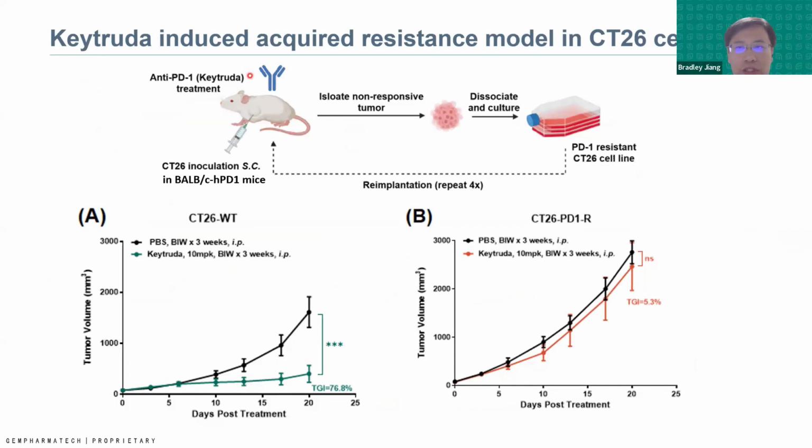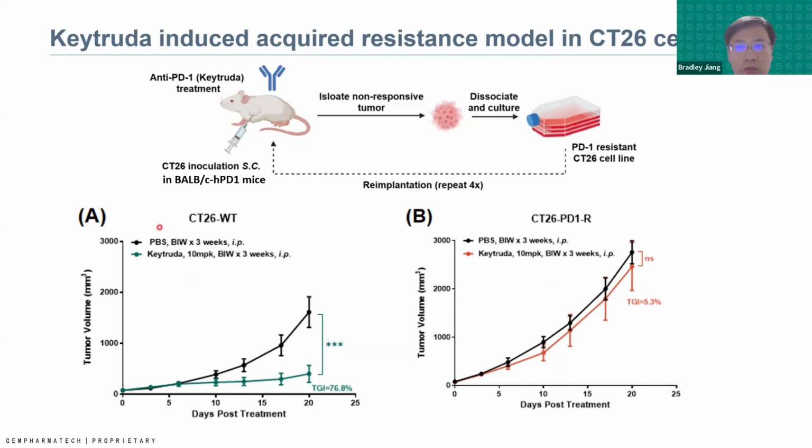We established the Keytruda-induced acquired resistance model in CT26 cells. CT26 cells were inoculated into PD-1 humanized mice and then treated with Keytruda. Tumors that showed no response or less response to Keytruda were isolated and digested into single cells, then re-inoculated in mice with Keytruda treatment induction. Re-implantation was repeated about 4 times. After that, we got this CT26 PD-1 resistant cell line. And here's the validation data.